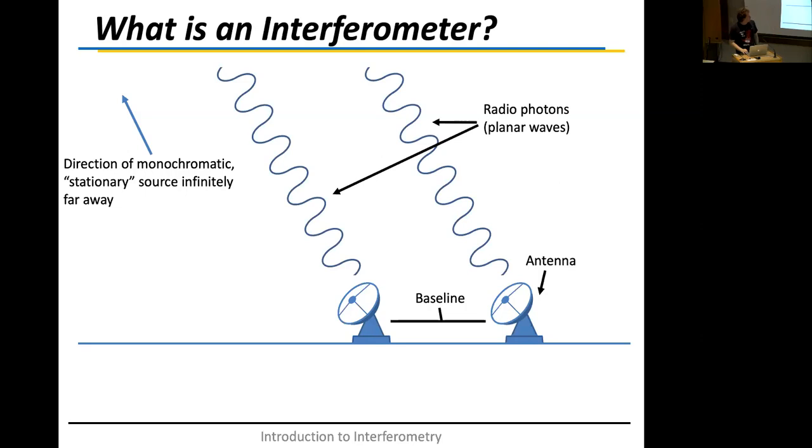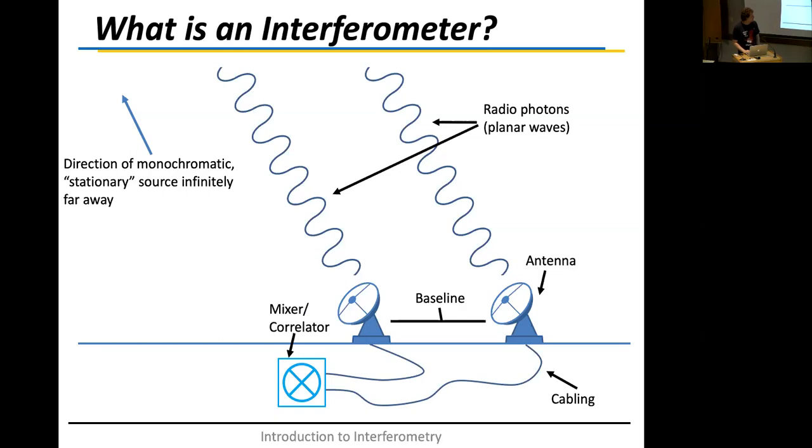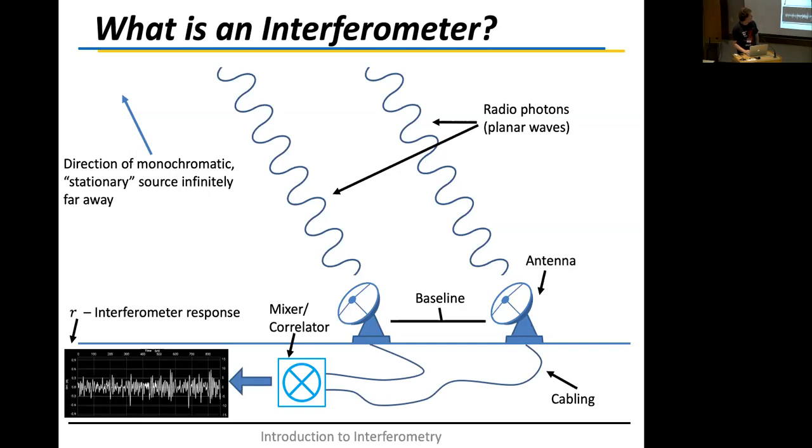But you can see it's very simple. This is basically what the electric field is doing. It's jostling back and forth as it makes its way to the two antennas. These two antennas are hooked up to some cabling, something that can actually carry the radio waves back to this thing that we call a correlator or a mixer. And out from that mixer, we get this data output, the interferometer response, which is this variable thing as a function of time.